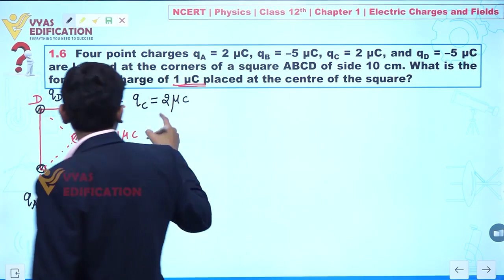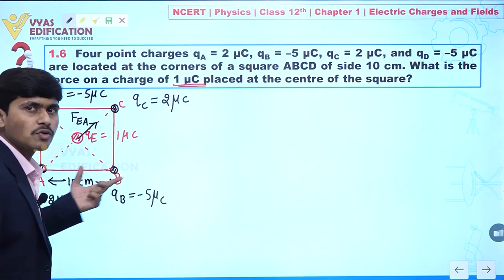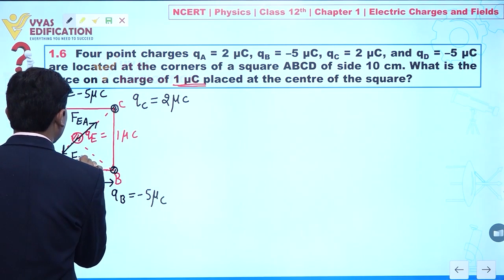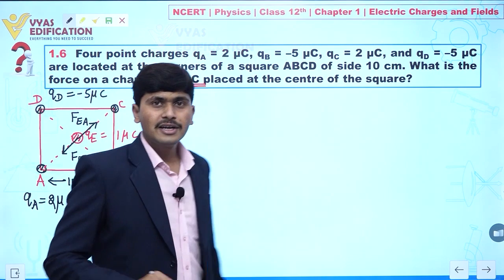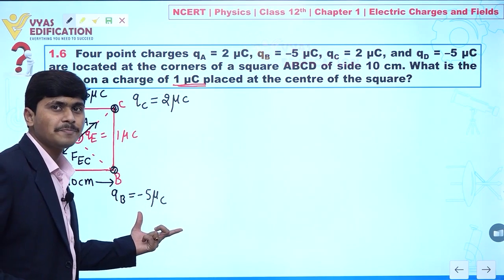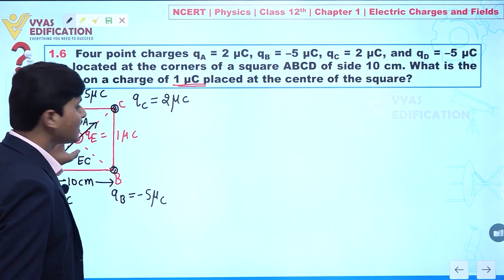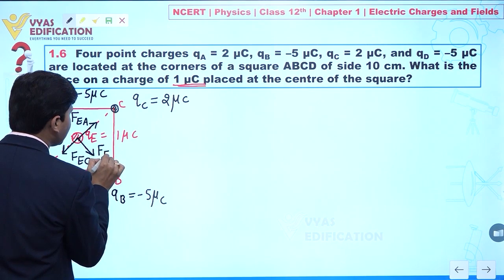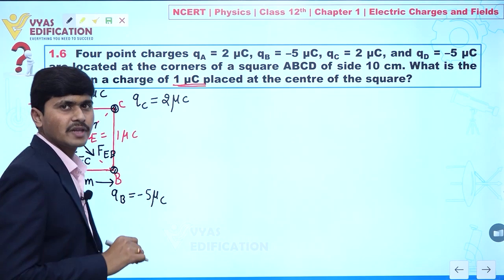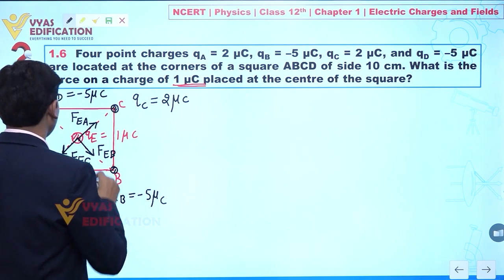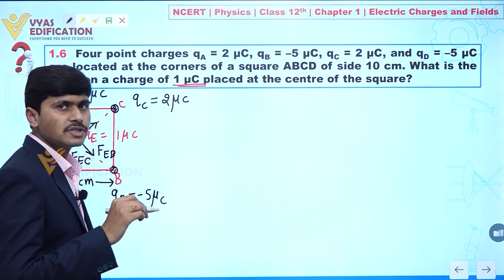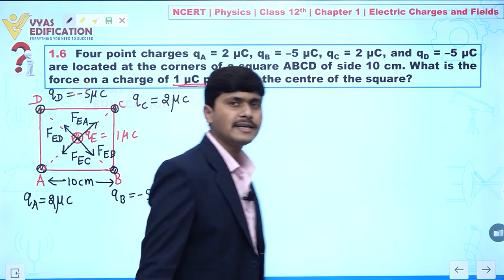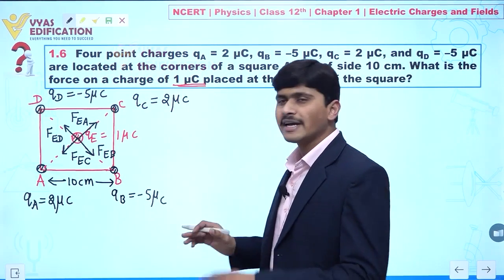Now, because this is 2 microcoulomb and this is 1 microcoulomb, this force F is acting on E by C. Now we have a negative charge, and an attractive force is exerted on the charge E. So this force acts in this direction, FEB, with respect to B. This is also negative, so the force acts in this direction, acting on E by D.